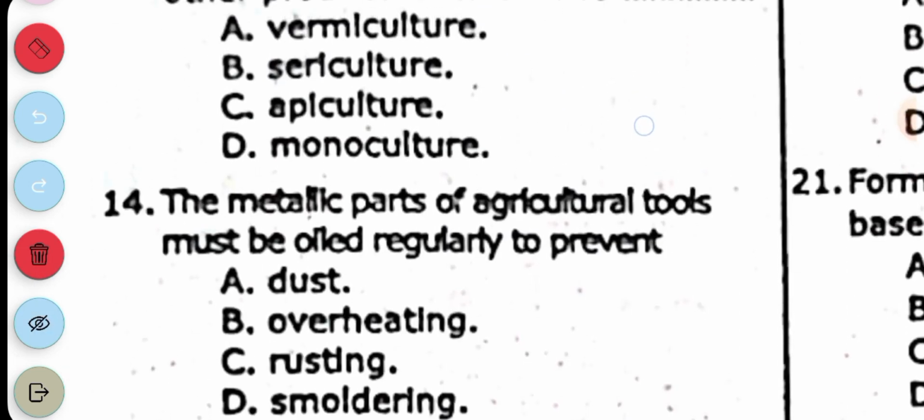Question 14. The metallic parts of agricultural tools must be oiled regularly to prevent A. Dust, B. Overheating, C. Rusting, D. Smoldering. And the answer to question 14 is C. Rusting.